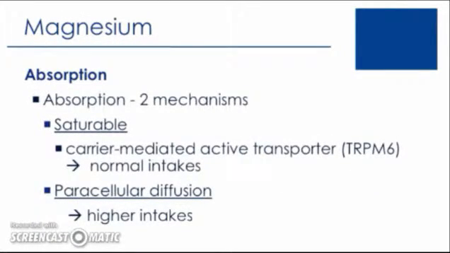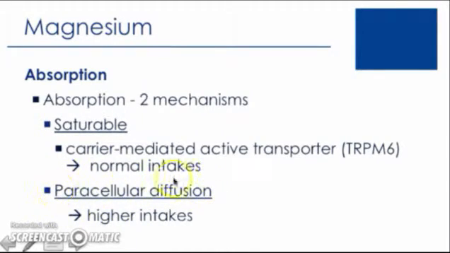Here we'll see the process of absorption. There are two mechanisms of absorption. First, we have a saturable mechanism, that is carrier-mediated active transport through what is called the TRPM6 channel. And this looks similar to the TRPV6 channel used in the absorption of calcium. Interestingly, we're also going to see some other similarities between the absorption of magnesium and calcium, because the second mode of absorption of magnesium is a paracellular diffusion.